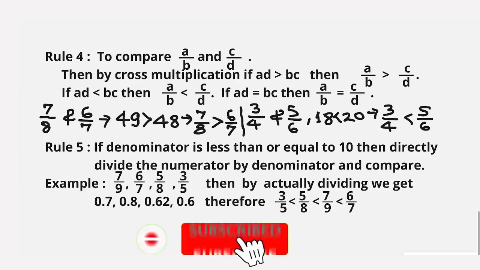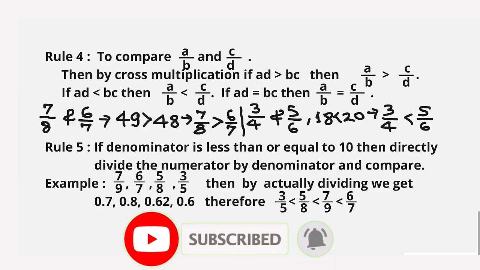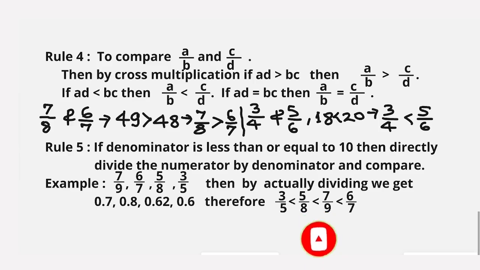Now if AD equals BC, then A upon B equals C upon D. For that, 5 upon 7 and 15 upon 21. Here AD is 5 multiplied by 21, which is 105, and BC is 7 multiplied by 15, that is also 105. And as both are equal, it means that 5 upon 7 is equal to 15 upon 21. This way, when we have to compare two fractions, we can use this rule.